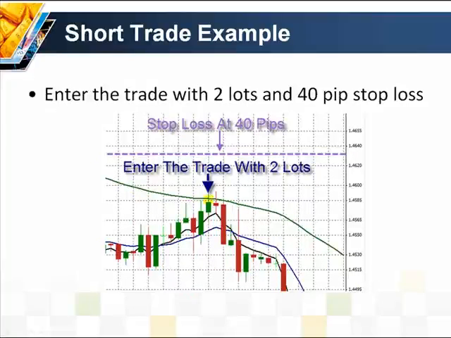We enter with two lots, and we set a stop loss at 40 pips back from our entry point. So in this case, we would enter short as soon as the green bar touched the green line right here, showing it on the chart.